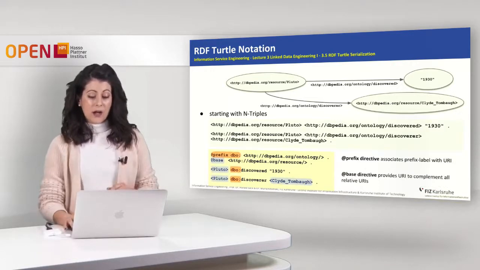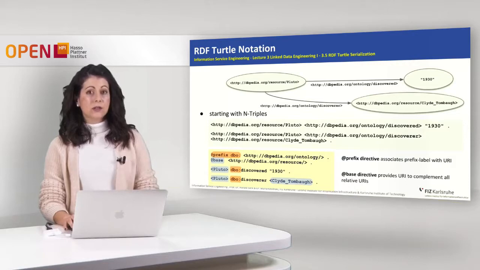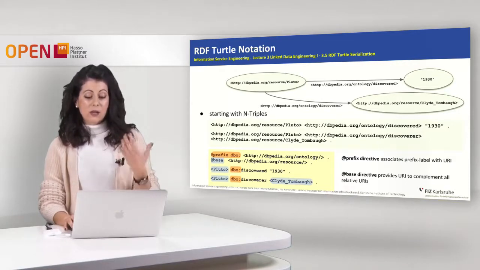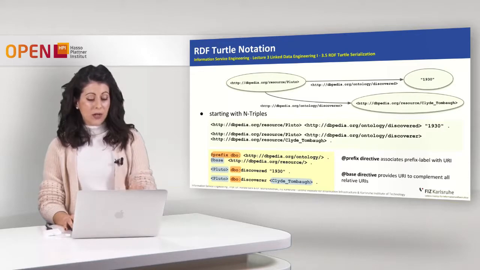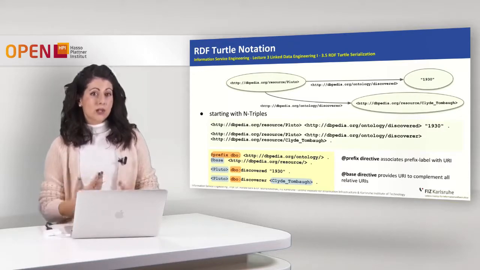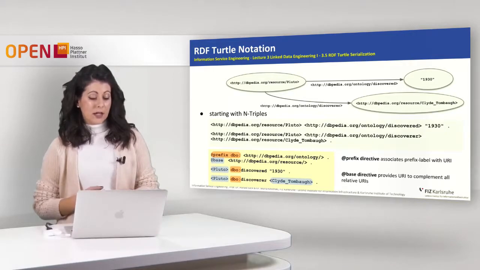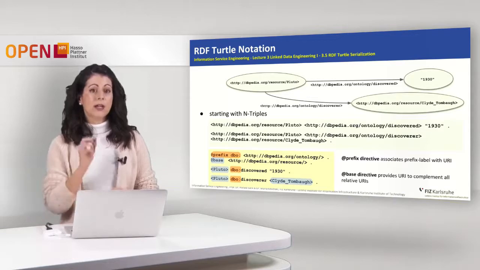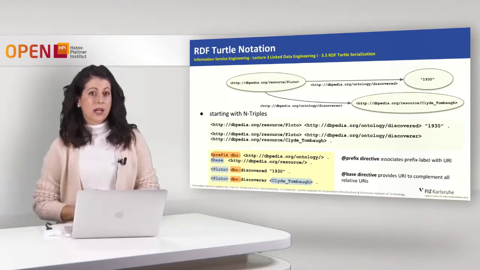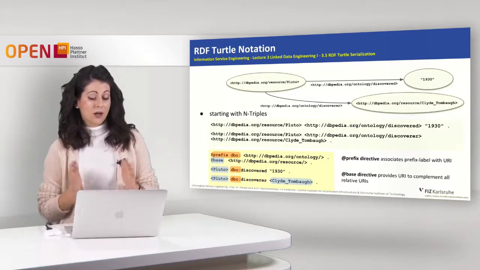First, in the RDF Turtle notation we have prefix directives. Those let us associate prefix labels with a URI. You see the prefix here, dbo, is linked to a part of a URI, and whenever we want to use this URI again in our triples, we don't have to repeat the whole URI, but it's sufficient to just say dbo colon and then the name of the property. This makes our triples look a bit shorter.